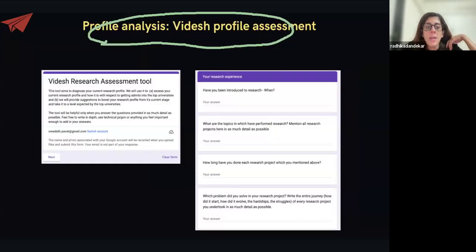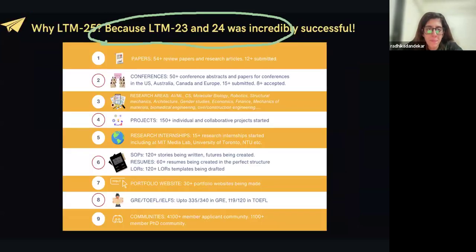This is the Videsh research assessment tool that we are sending out to students once they've enrolled with us. This is for us to know how well versed you are with research. Once you enroll in our program, you will be sent this form, and you will be asked to fill this form in detail.